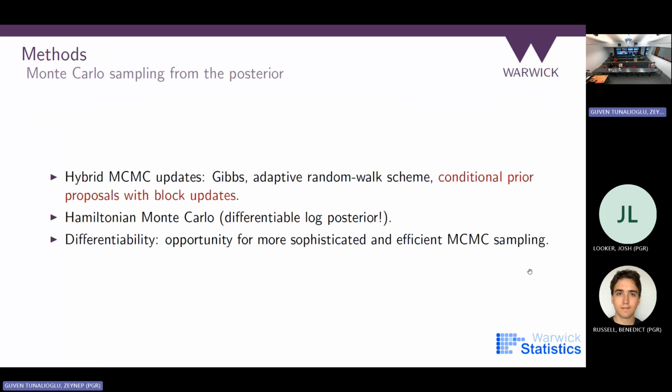We did some MCMC to draw samples. We have different MCMC sampling methods to draw samples from the posterior. One is the hybrid MCMC, where we utilize Gibbs updates. For some of the hyperprior choices, we have a closed-form conditional for the posterior, so we just sample that using Gibbs. And then adaptive random walk, especially for the temporal components.